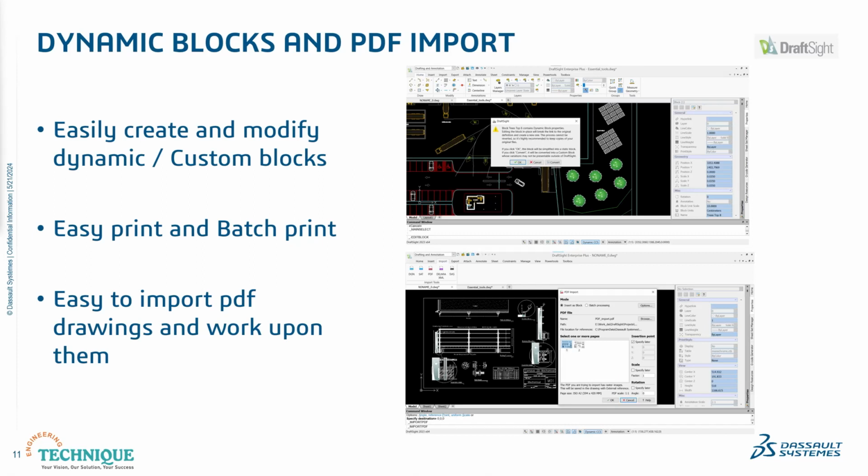So, DraftSight facilitates the easy creation and modification of dynamic custom blocks, enabling users to efficiently manage complex designs. The software offers convenient printing options, including both easy print and batch print functionality, streamlining the process. Furthermore, DraftSight allows users to import PDF drawings seamlessly, making it effortless to work on and edit existing designs in the PDF format.